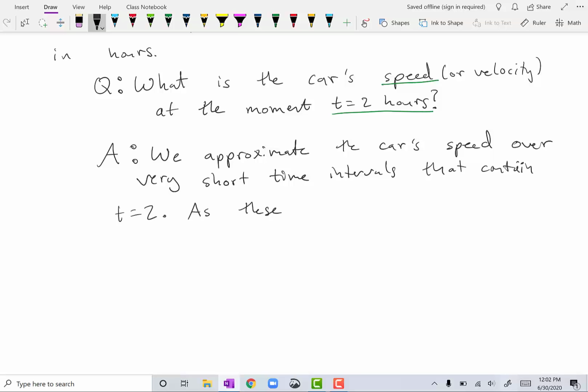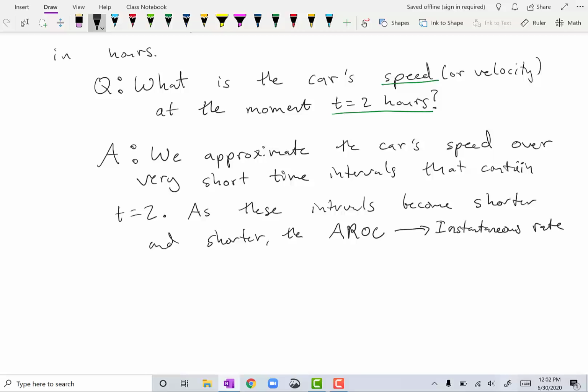And if we did this for shorter and shorter intervals, so as the intervals become shorter and shorter, the average rate of change over these intervals turns into the instantaneous rate of change. Let me write that out. Which is measuring the speed or velocity at a single moment in time.